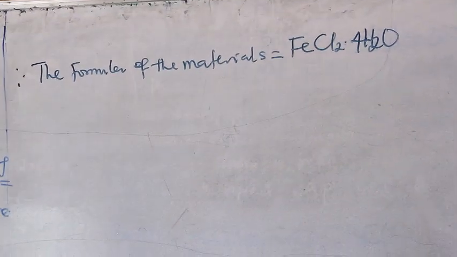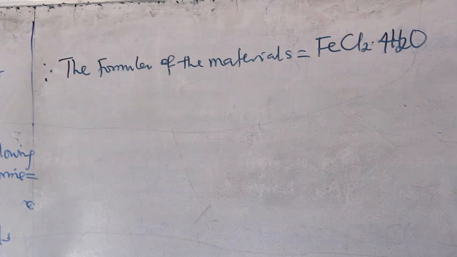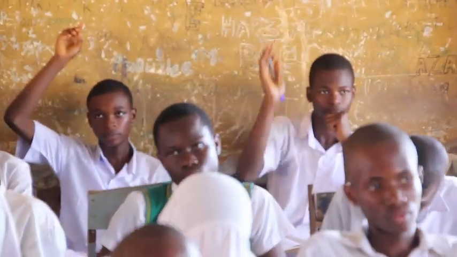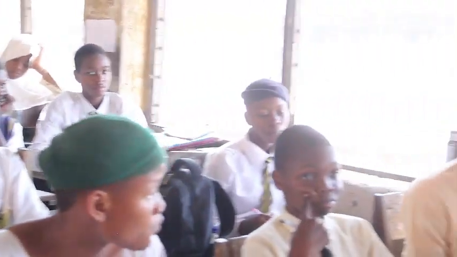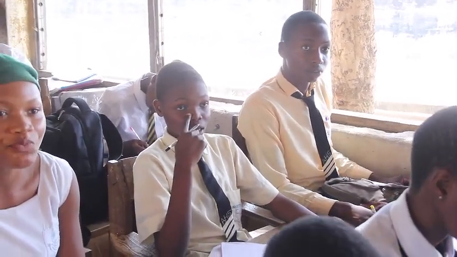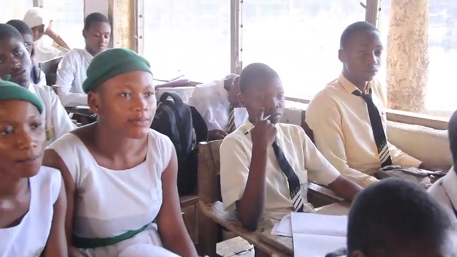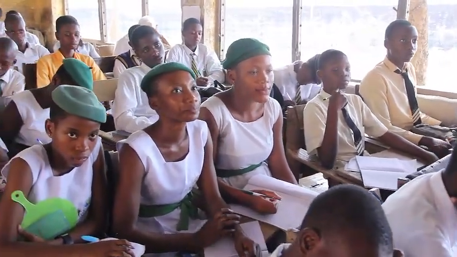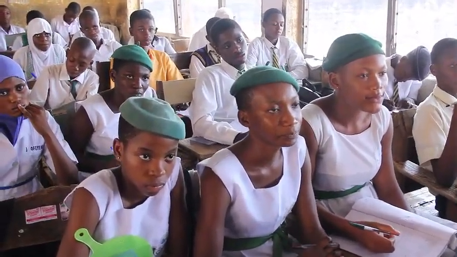Who can tell me the name of this material? Please clap for him. Iron(II) chloride tetrahydrate. That is the number of molecules of water of crystallization there is, 4, and that is what? Tetra.